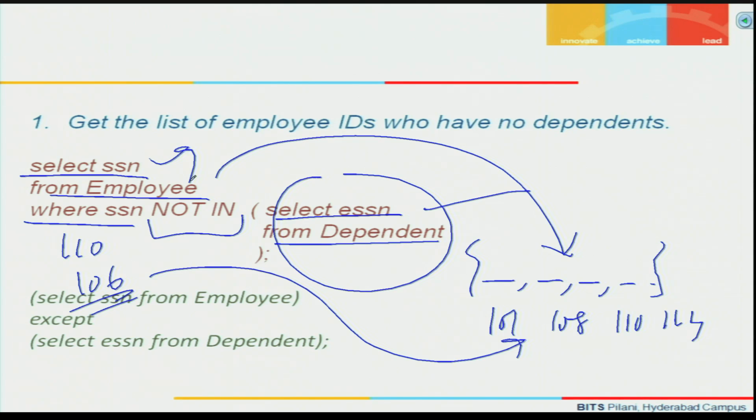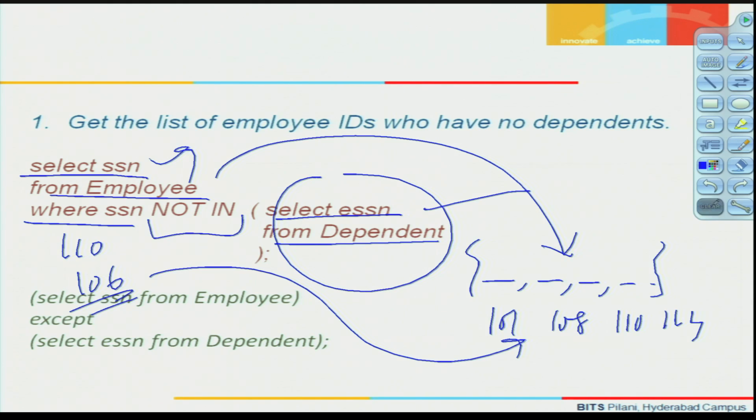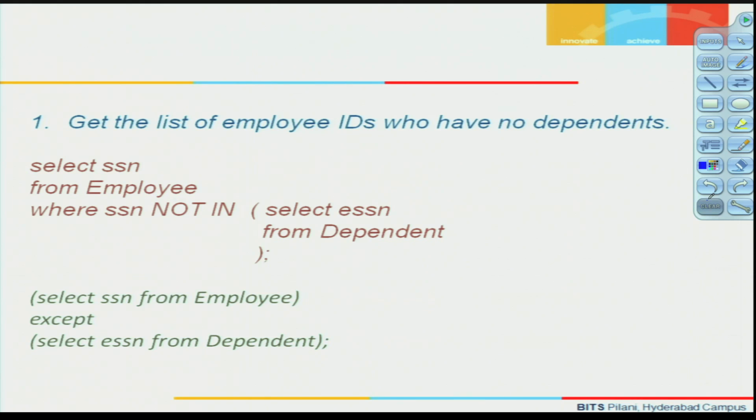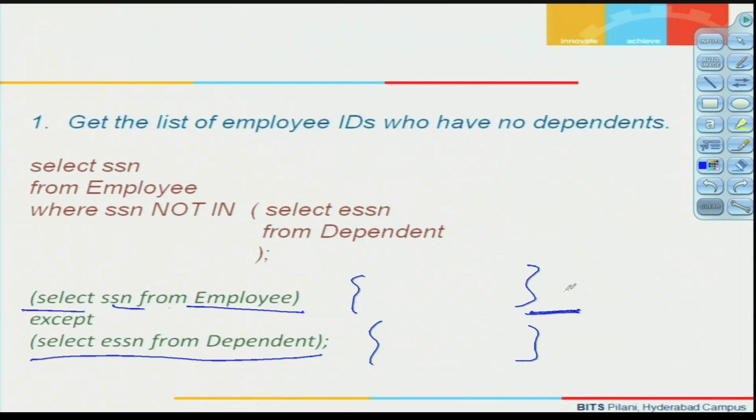Okay. Similarly, I can write the same data retrieval in a different way. Select SSN from employee will give you the set of employee IDs. Select ESSN from dependent will give you the set of employees who have at least one dependent. Then I can use the minus operation or difference, which is specified using the keyword except. That will also give you the required result.